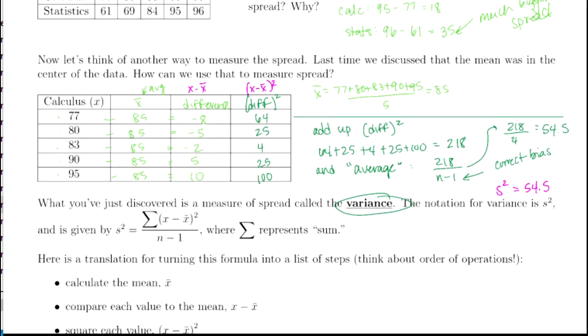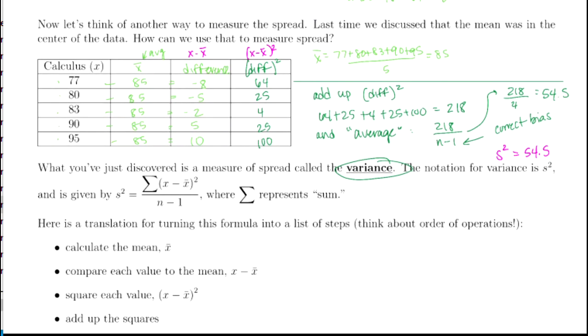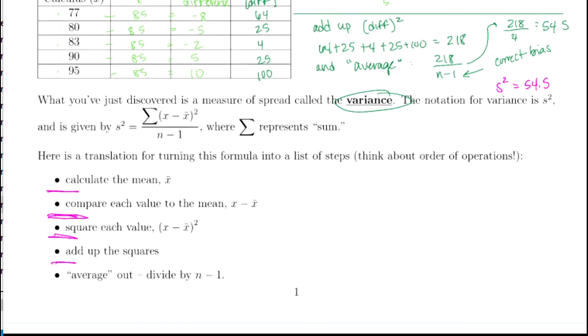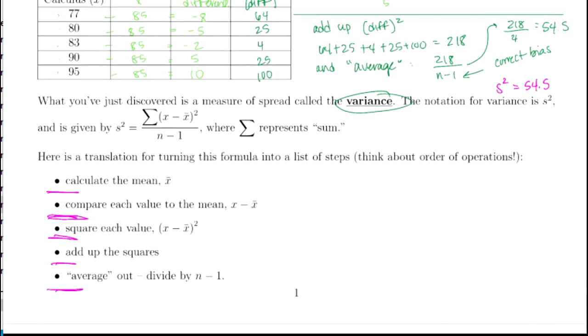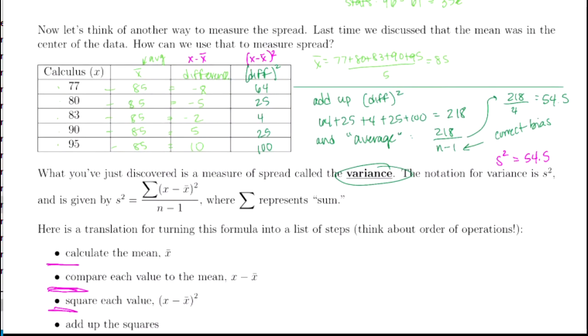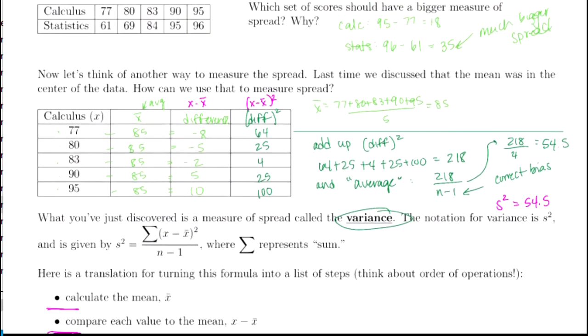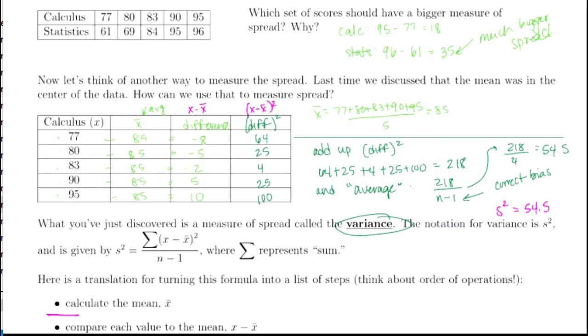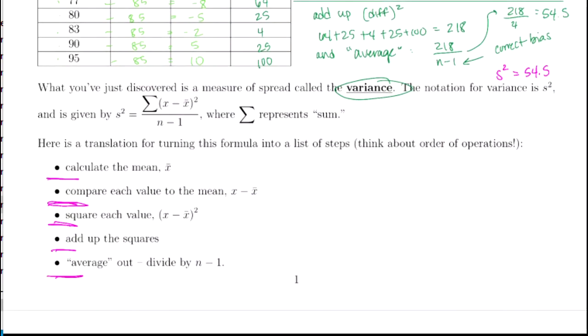So turning this formula into a list of steps, that table is a great way to do it. You're going to think about order of operations: find the mean, then figure out how far each value is from the mean, so do x minus x bar, then square that difference, then add up all of those things, and then divide by n minus 1. And that will give you the variance. We will do an example at the beginning of class, but this explains the motivation behind doing it. If you have any questions, let me know.